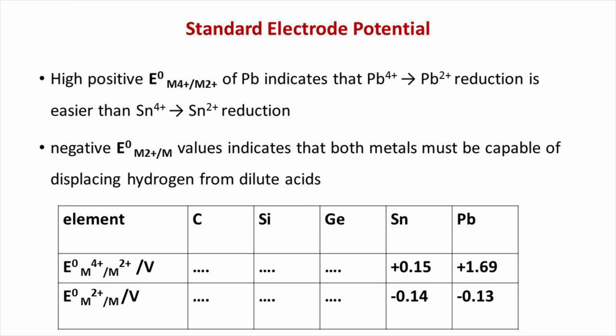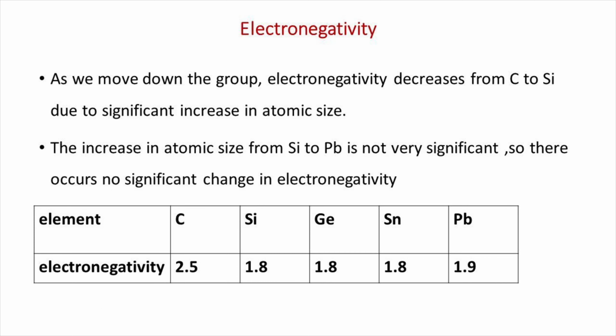Here, the high positive value of standard electrode potential in M4+ to M2+ of lead indicates that Pb4+ to Pb2+ reduction is easier than Sn4+ to Sn2+ reduction. The negative standard electrode potential for M2+ to M values indicate that both metals must be capable of displacing hydrogen from dilute acids. The next general property is electronegativity.